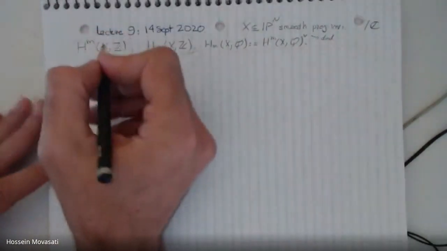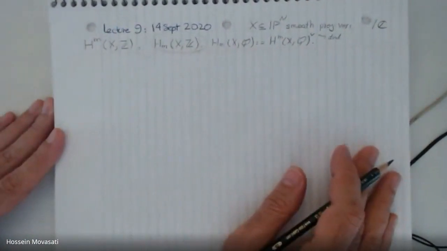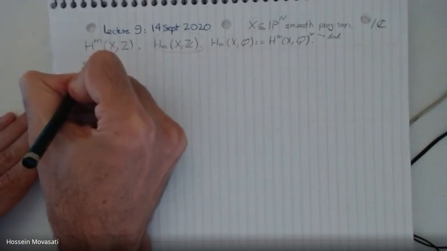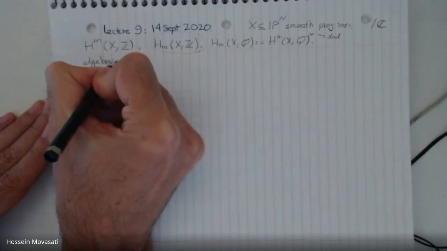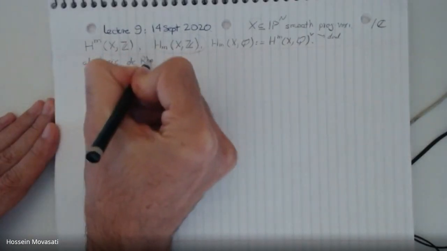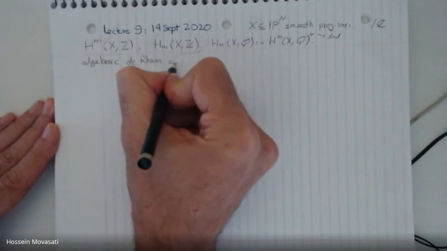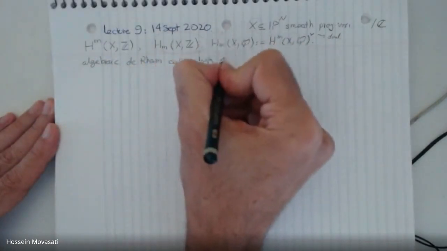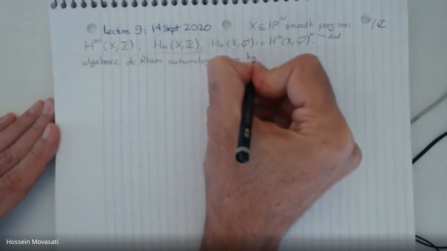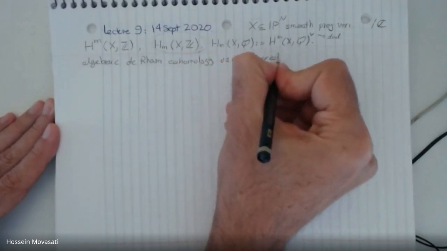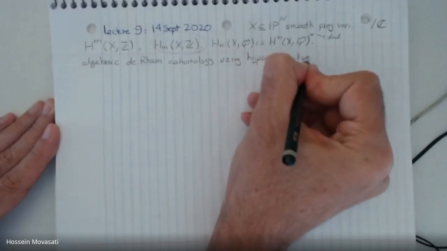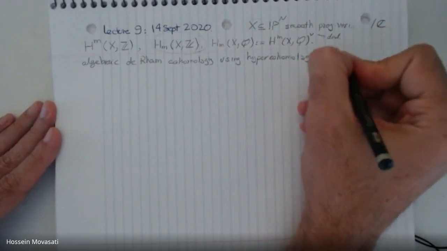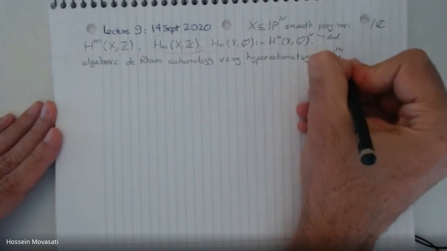Anyway, the objective of the next 2-3 talks is to construct algebraic de Rham cohomology, and using hypercohomology. And we'll denote it again by the classical notation H^m de Rham.